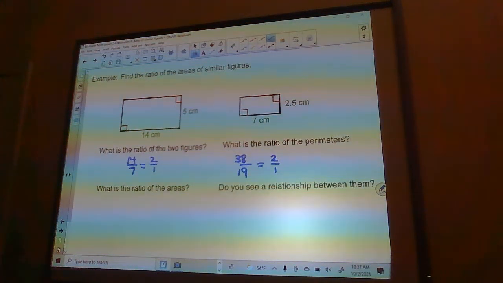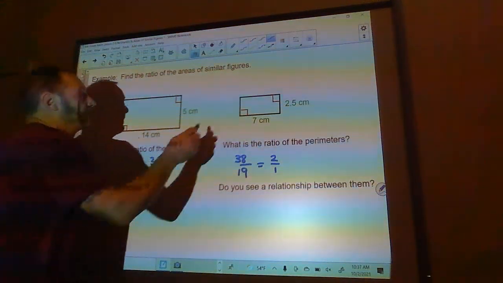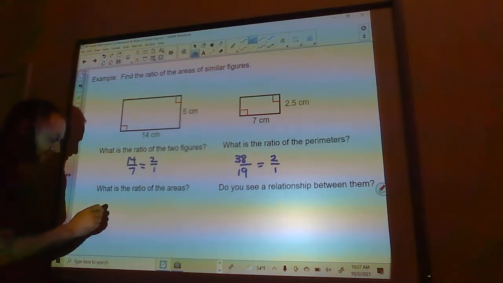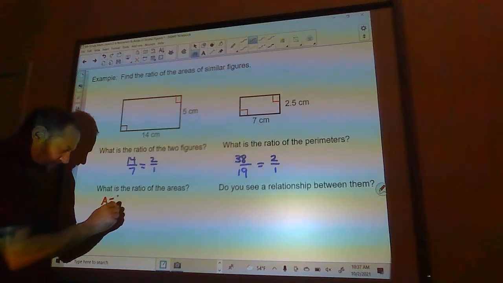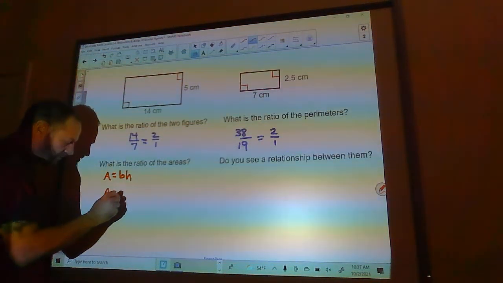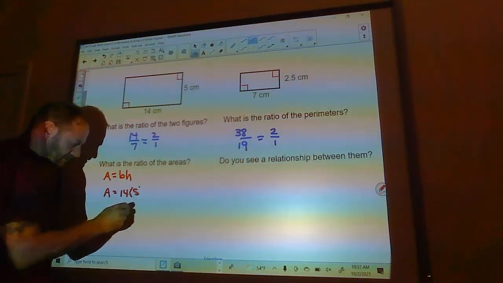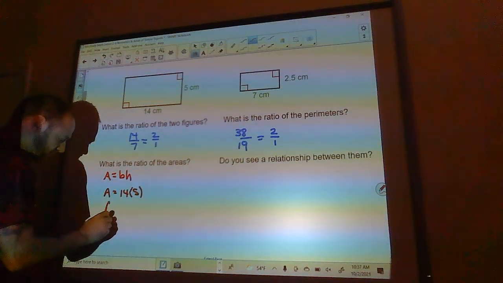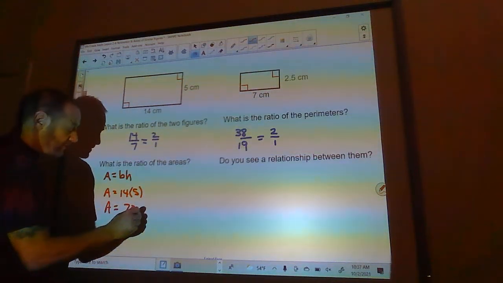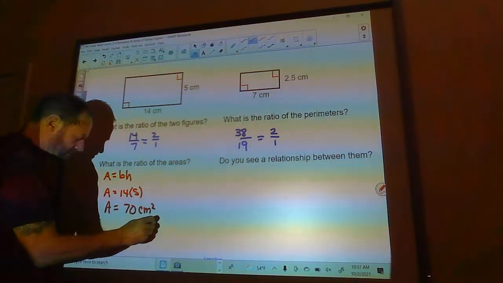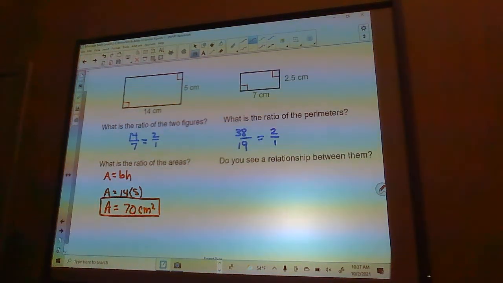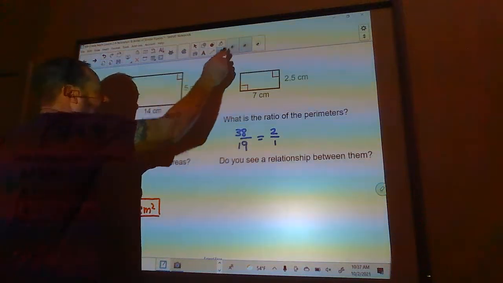What's the ratio of the areas? All right, let's look at the areas now. So the area of this one is going to be, remember, area of a rectangle is base times height, right? So this is going to be 14 times 5, which is going to be 70 square centimeters. Whoops, that's not my answer, so let's not put a box around that.